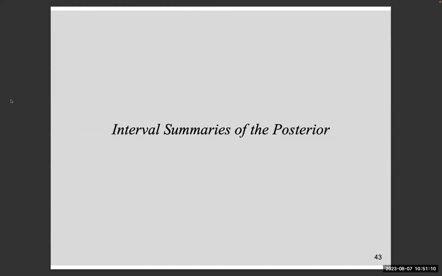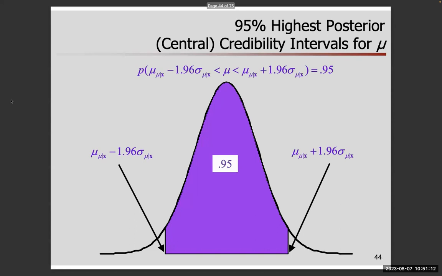I could do this with an interval as well. We could do things like get 95% credibility intervals. Here's a 95% credibility interval depicted from a normal posterior distribution. Start at the middle and go out to the lower tail and up to the upper tail such that you cut off 95% in the middle.